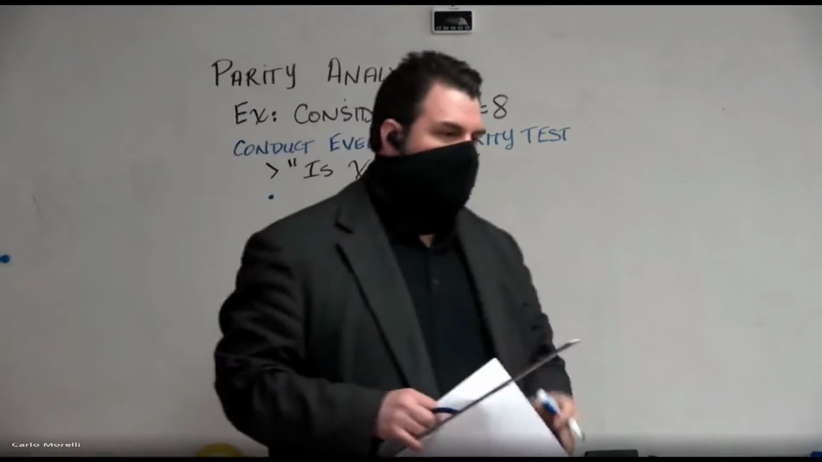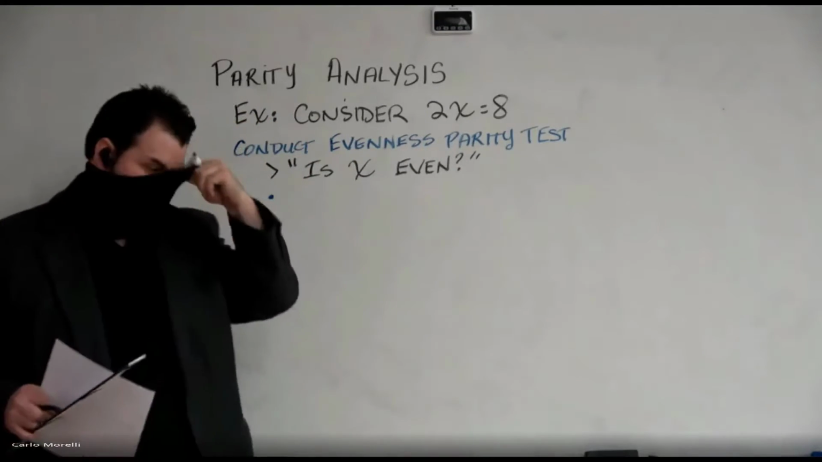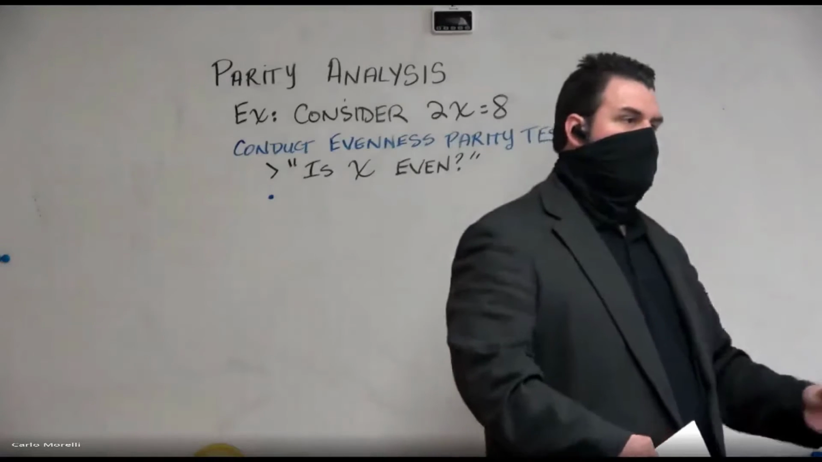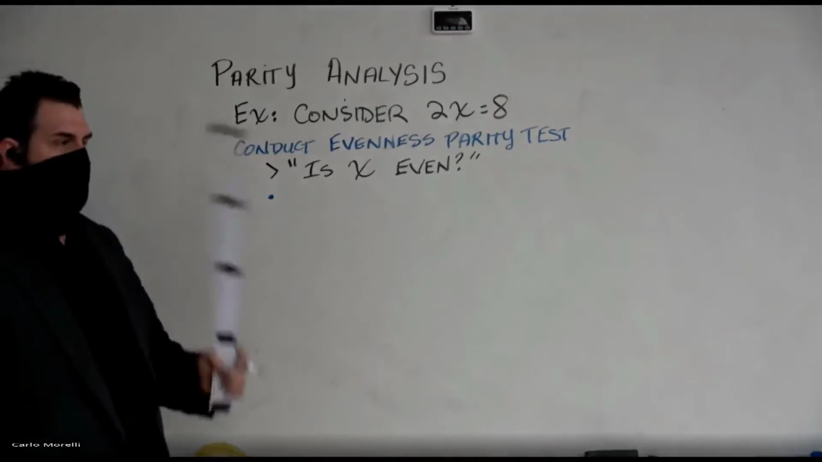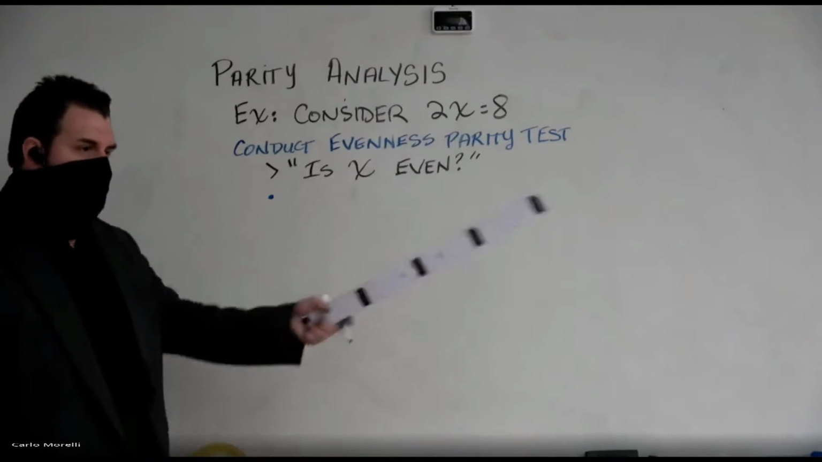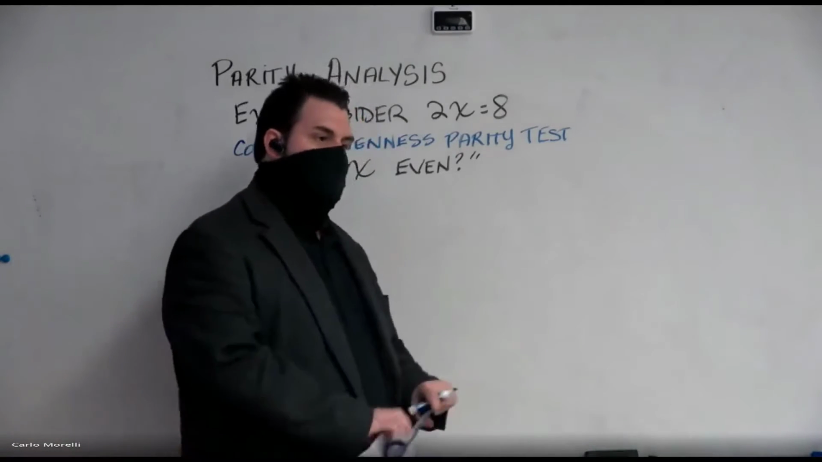Somebody just shout out an odd number. 3. 3 times 2 is an even number. 3 times 2 is 6. Okay? Somebody shout out an even number. 4. 4 divided by 2 is 2. There's no remainder. So 4 is an even number.